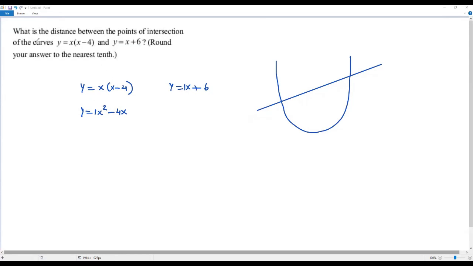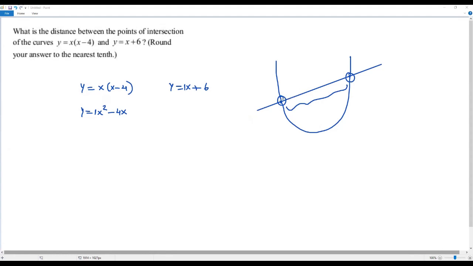Because the question asks, what is the distance between the points of intersection of the curves? The points of intersection of the curves means the two curves will be intersecting. Here the graph of the first one and the graph of the second one are intersecting at 2 points. This is the first point of intersection. This is the second point of intersection. We have to find the distance between the 2 points of intersection according to the question. For that, we need the 2 points of intersection.